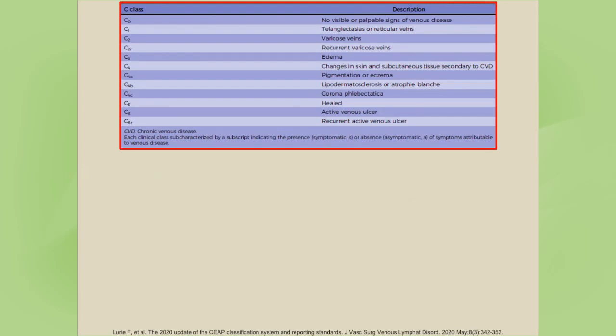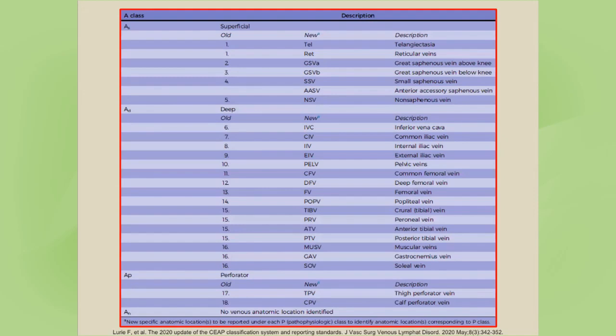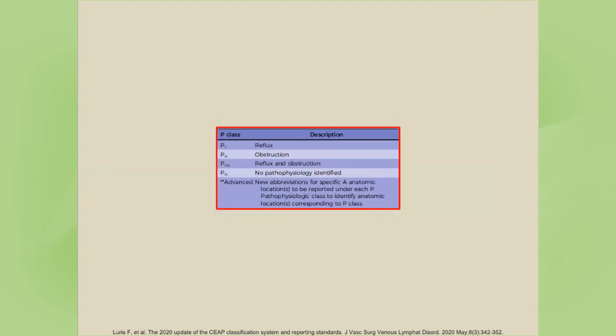And so this is the C class, and you'll notice that there is 2 and 6R, and C4c has been added. This is the etiology part, ESI for intravenous and ESE for extravenous. And the anatomy part has sort of been revamped to include abbreviations of the veins. And this, I think, is very useful. It's easier to use like CIV and EIV versus say 7 or 9. You know, those numbers, it's hard to remember. And this is the pathophysiological aspect: reflux, obstruction, reflux and obstruction, or no pathophysiology identified.